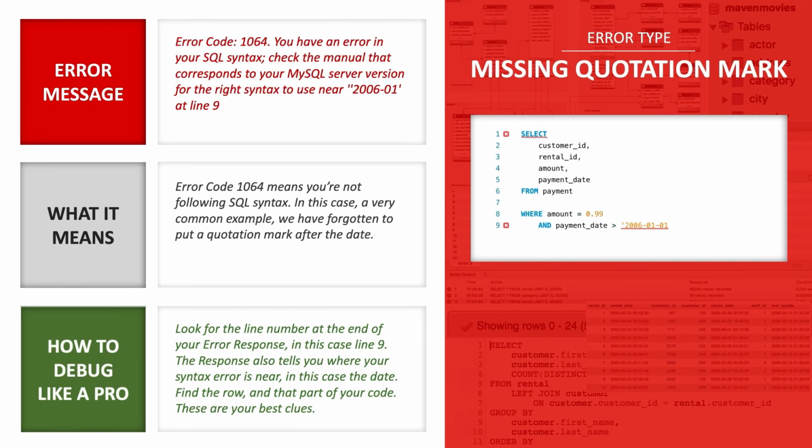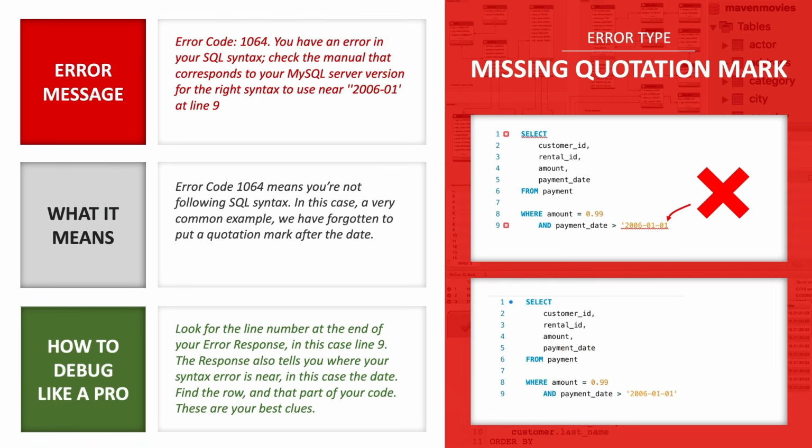We see that the error is on line 9, right here, and we see that it's near the date. What we figure out from that is that we are missing a closing quotation mark after the date. So this is an important thing to note. Anytime we're using dates in SQL, we're going to wrap those in single quotation marks. One quotation mark before, one quotation mark at the end, and that lets SQL know that this is a non-numerical value. This is a date value.